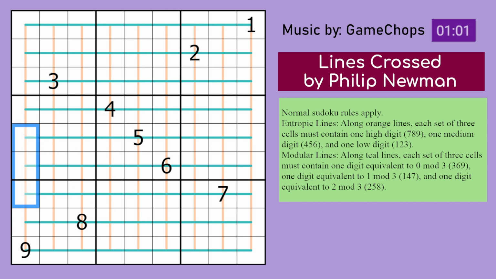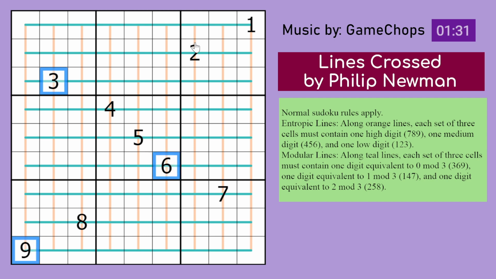Next, along teal lines, which are the horizontal ones, each set of 3 cells must contain 1 from 0 mod 3, 1 from 1 mod 3, and 1 from 2 mod 3. Now what is modular numbers? Each number, when you divide by 3, gives you a different remainder. So for example, if you divide 5 by 3, you get 1 set of 3 plus a remainder of 2. Therefore, it is of 2 mod 3. The 4 is of 1 mod 3. The 6 is of 0 mod 3.